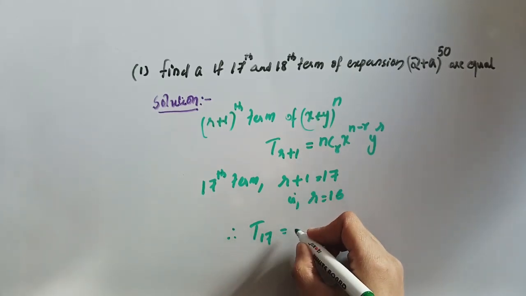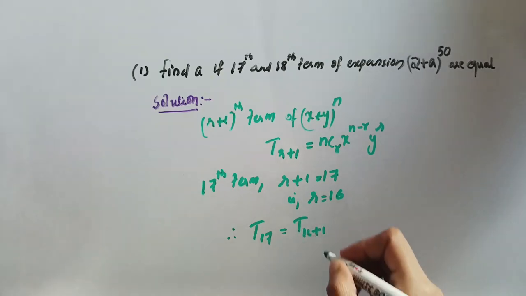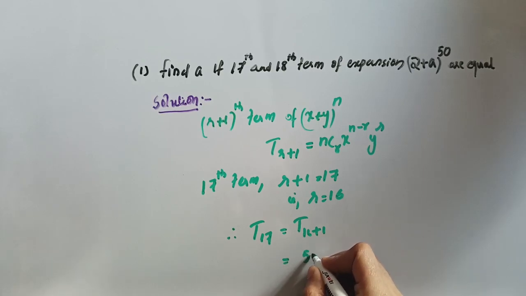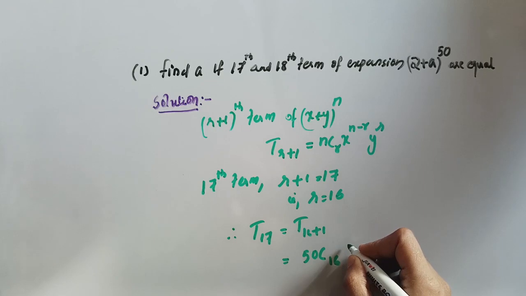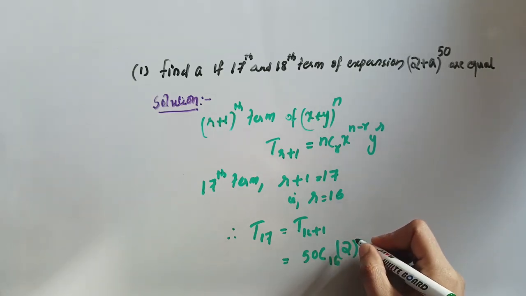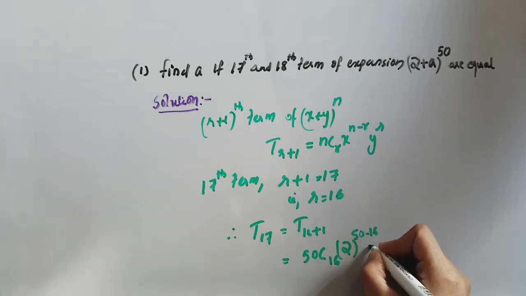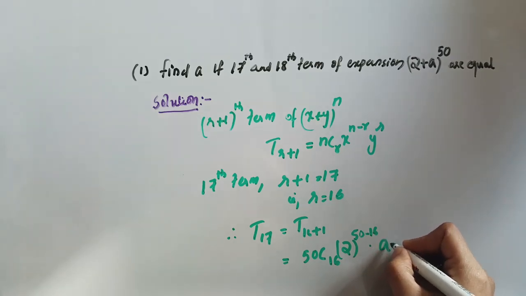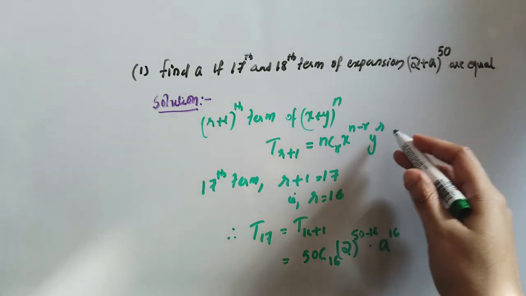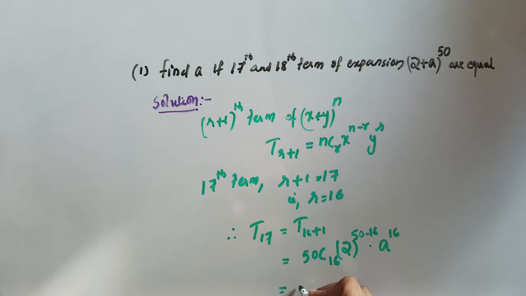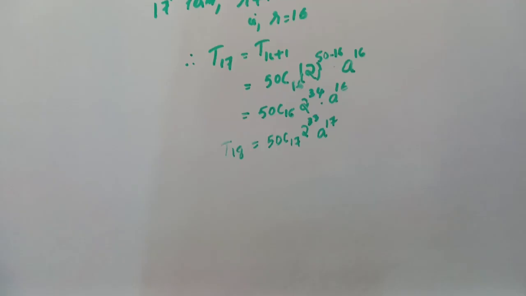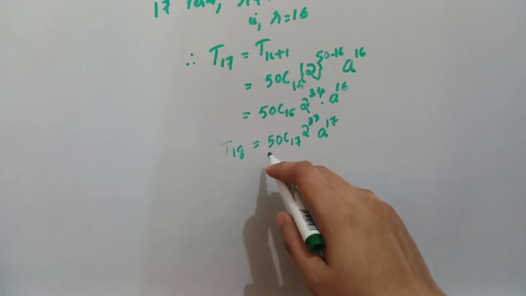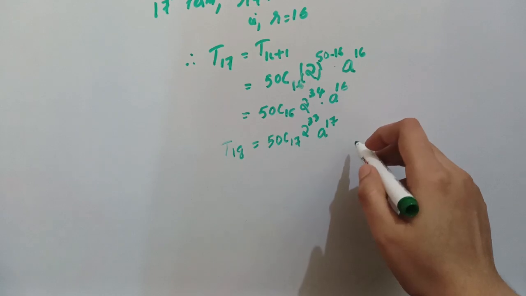Therefore, T17 equal to T16 plus 1, which can be written as 50C16, that is r is 16, 50C16, x equal to 2 raised to n minus r, that is 50 minus 16, y equal to a, then a raised to 16, that is y raised to r is equal to a raised to 16, which can be written as 50C16 2 raised to 34 into a raised to 16. Similarly, we can write T18 equal to 50C17 2 raised to 33 into a raised to 17.